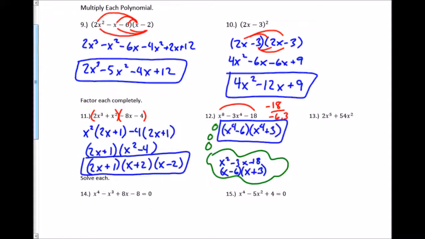In this one, I factor out the greatest common factor. That's a 2x squared, which leaves me with an x cubed plus 27. And now from here, x cubed plus 27, that is a sum of cubes. So this guy's just going to tag along for the ride. The sum of cubes factors into a binomial and a trinomial. Let me give myself a little bit more space here.